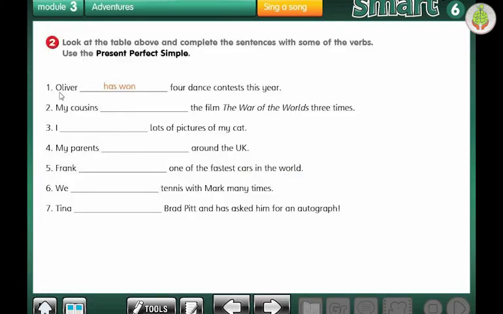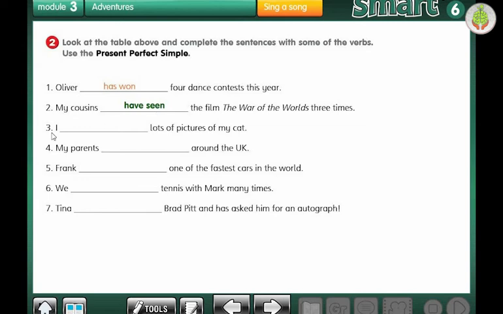Okay. So let's go back to our exercise. Okay, so Oliver, a man or a boy, so he has won 4 dance contests this year. Number 2, my cousins, they're 2. They're not he or she or it, they're 2. So what do I use? I use have. All right. What verb should I use in here? The film, the War of the Worlds, 3 times. So they have what? They have seen.